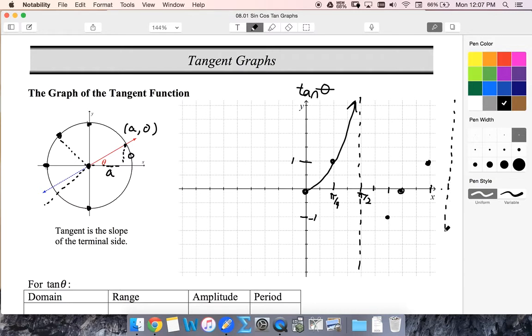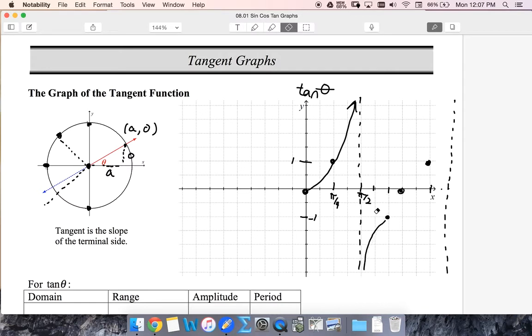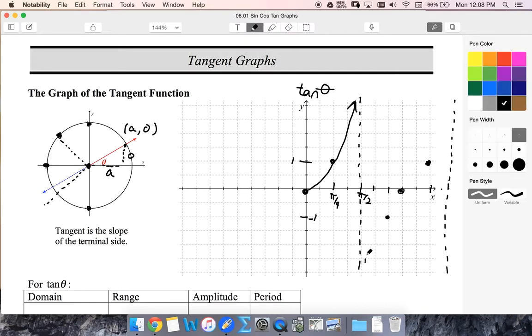Obviously, I should have thought about this a bit more to fit it. So negative infinity. Let's make this a bit better. And then we curve up towards positive infinity. All right, let me draw that whole curve a little bit better. So tangent goes, wow, that looks very terrible.